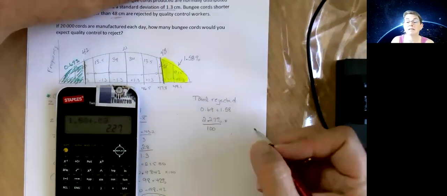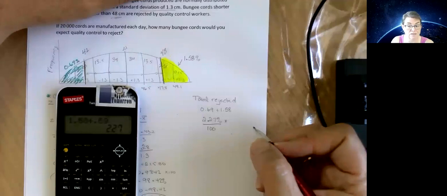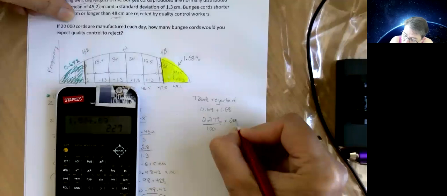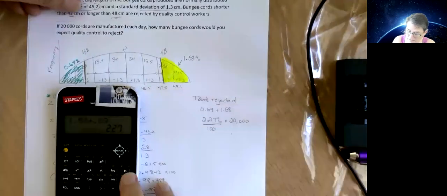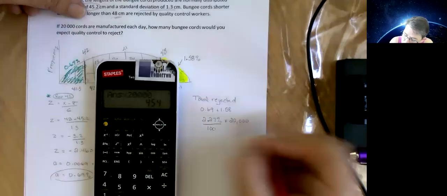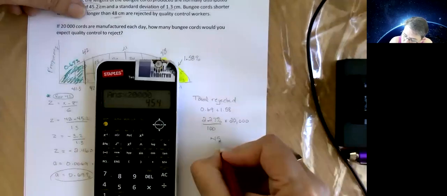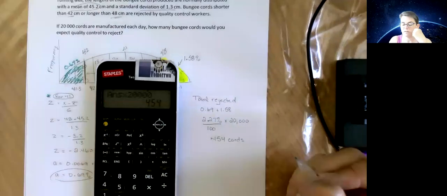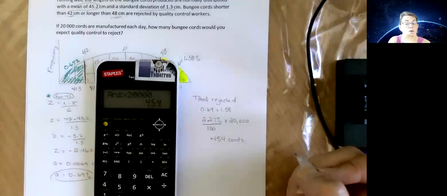I haven't done a video in about 6 days, so I'm out of practice. Times the number that we have, like we've been doing all along. All right, so 2.27 divided by 100. So that converts it into a decimal times 20,000. So 454 cords are rejected every day.